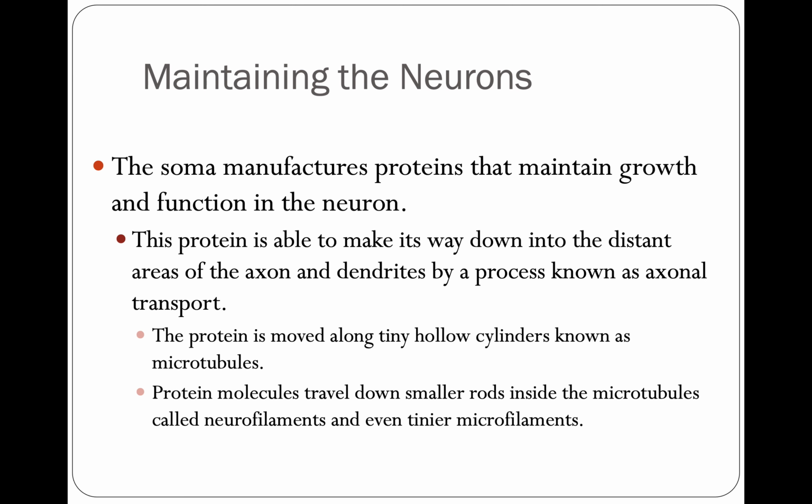The soma manufactures proteins that maintain growth and function in the neuron. This protein is able to make its way down into the distant areas of the axon and dendrites by a process known as axonal transport. The protein is moved along tiny hollow cylinders known as microtubules. Protein molecules travel down smaller rods inside the microtubules called neurofilaments and even tinier microfilaments.